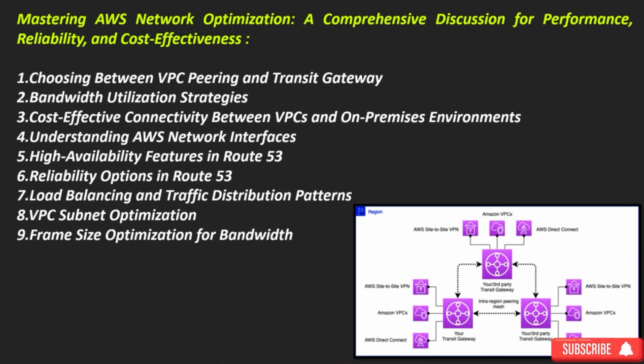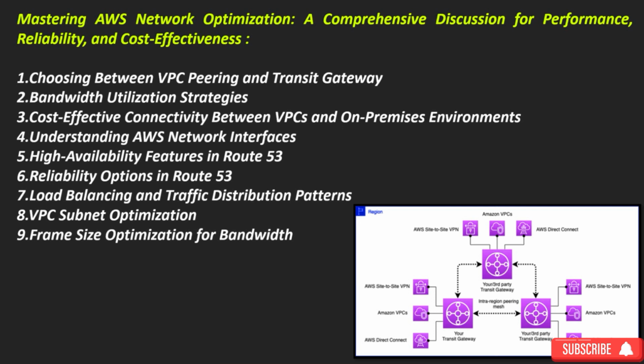Eighth will be VPC subnet optimization. Properly designing and optimizing your VPC subnets is fundamental to achieving both performance and security. We need to understand subnet design best practices and addressing considerations like IP address allocation, routing, and security group configurations too.